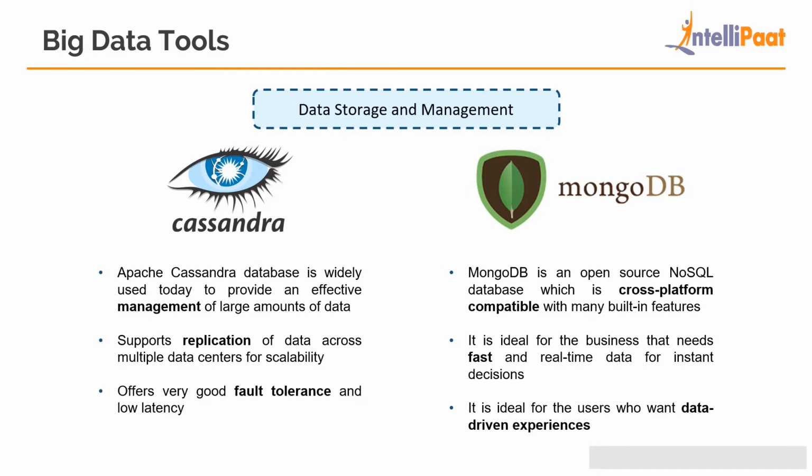For example, if you go to Amazon, you will have filters to choose a particular brand, a particular range of cost, or this type of product. All of that filtering is done on a NoSQL database. So it is ideal for users who want data-driven experiences. This is basically for applications which are completely data-driven, like e-commerce applications: Amazon, Flipkart, eBay, all of these applications.